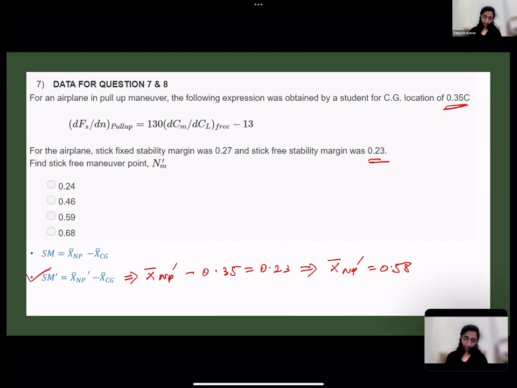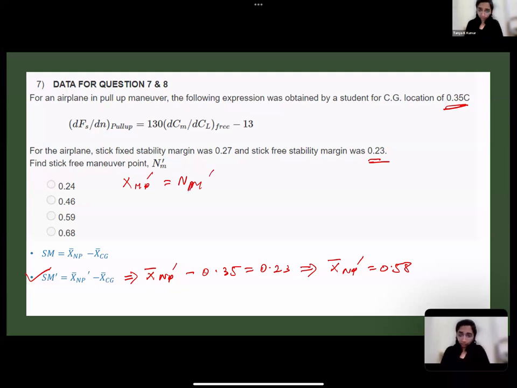Okay. Then we use the condition. So they've asked you the stick free maneuver point. So this X maneuver point prime is nothing but, in this question, the notation is different. Okay. So these are the same thing. You understand that? The maneuver point notation in the question is NM prime. We are using XMP prime. It's the same thing.